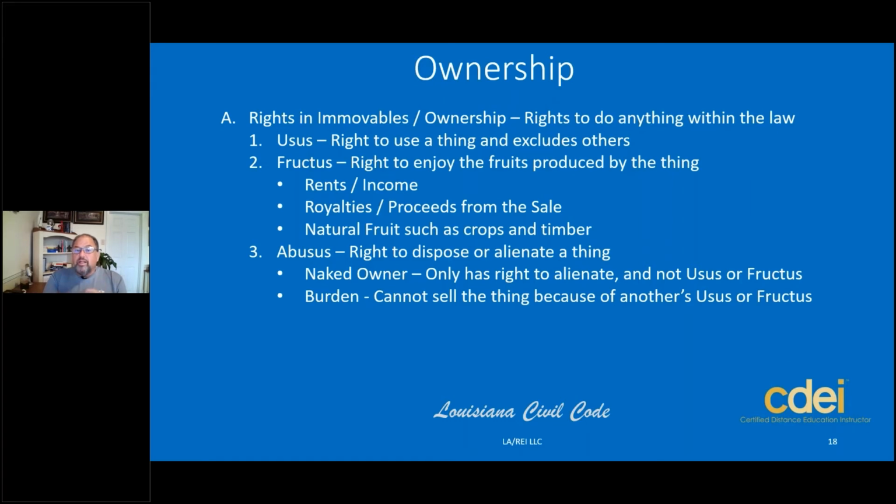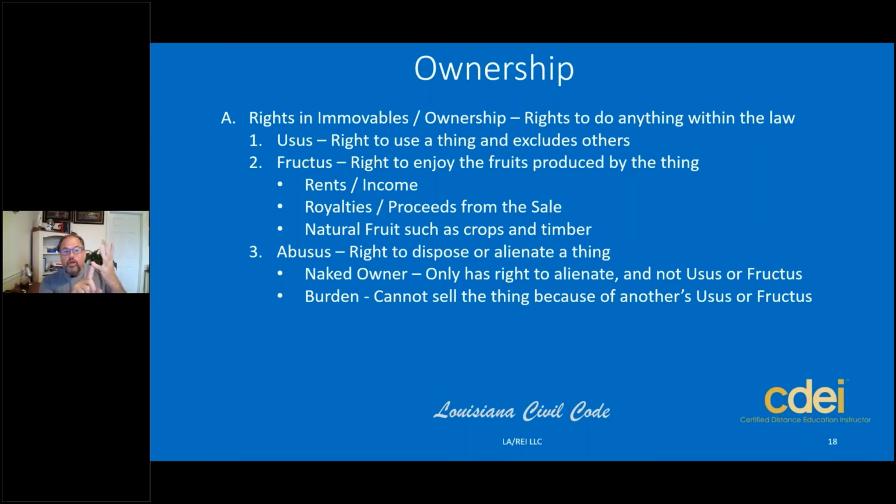Now, someone can have abusus by themselves, and we'll discuss that when we get into succession. If someone has abusus by themselves, they're called the naked owner, which means they only have the right to alienate or transfer it. They don't have usus or fructus rights. And again, that comes more when we get into succession. If a married couple owns 50-50 and one of the spouses dies, then a naked owner can come into play, where they don't have any rights over the property as far as using it or enjoying the fruits of it. They're just called the naked owner because it was willed to them. And again, that's in another session.